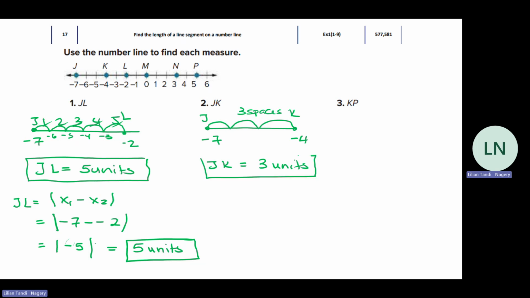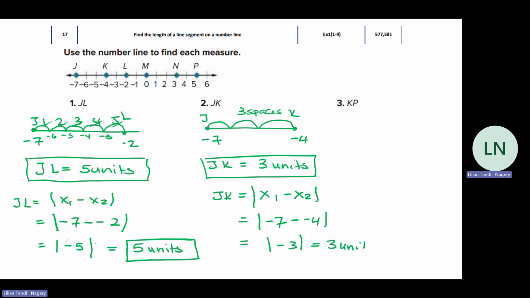Okay. Or you're going to use the formula. I'm going to use, say, JK equals the absolute value of x1 minus x2. Then you're going to do -7 minus -4. That should give you -3. And that should give you 3 units.